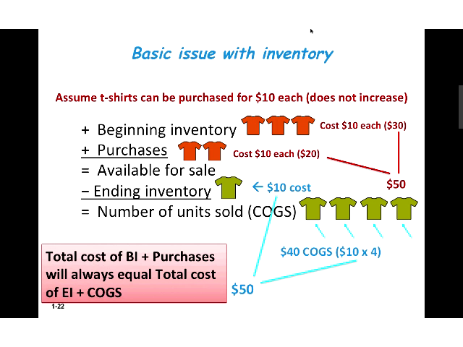So the thing to note here is the total cost of beginning inventory plus purchases will always equal the total cost of ending inventory plus cost of goods sold. Always, always, always. That's one of those things that will always hold true. So you do beginning inventory plus purchases equals ending inventory plus cost of goods sold. It has to hold true. And we're going to use that later as we go.